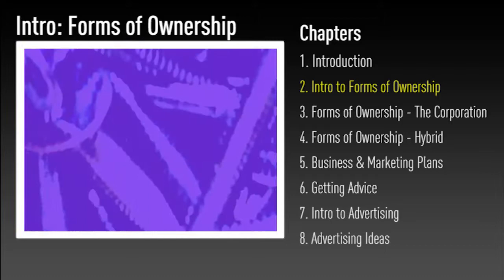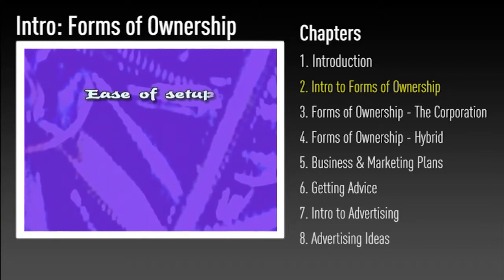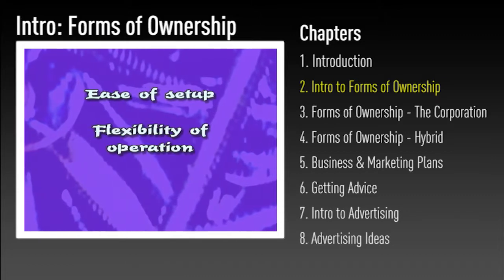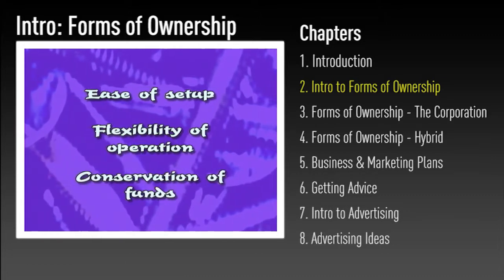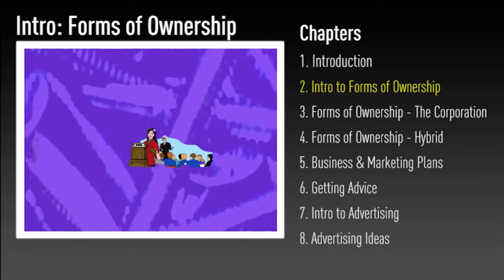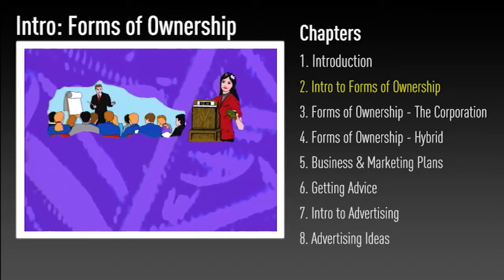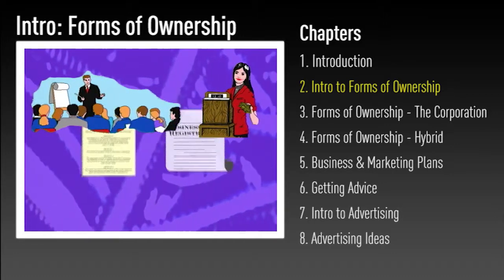The law lets you choose many different ways to set up your business. Some forms of business ownership are made to be easy. Some are made to allow flexibility. Others are made to conserve cash. A business can be owned by one person or by an entire group. Business ownership may be simple or it may be complex.